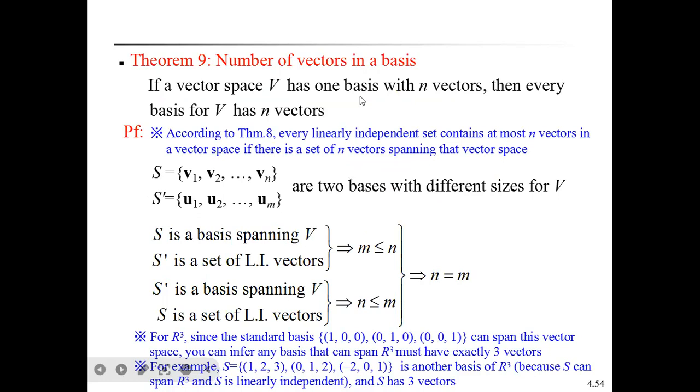Now the number of vectors. If the vector space V has one basis with n vectors, then every basis of V has n vectors. So S is equal to this, and S dash equals to u1 to um, are two bases with different sizes for V. S is a spanning set of V, and S dash will be linearly independent vectors. So m is less than or equal to n. And S dash is the basis spanning V, S is a set of linearly independent vectors. In that case, n is less than or equal to m. So from these two inequalities, we can conclude that n equals m.